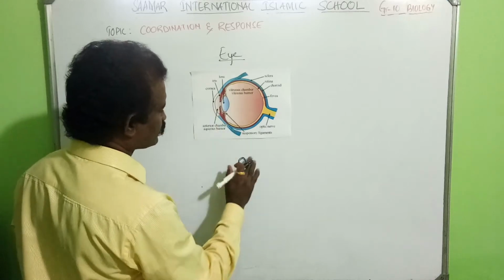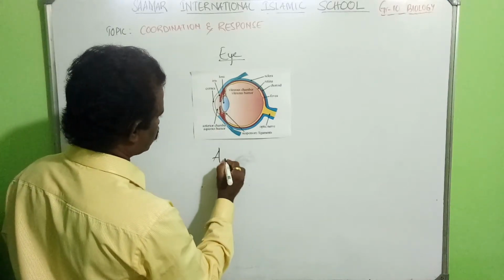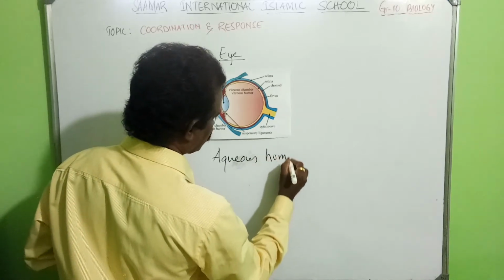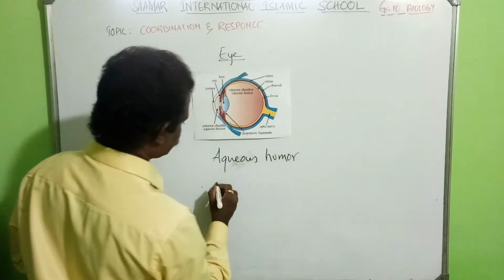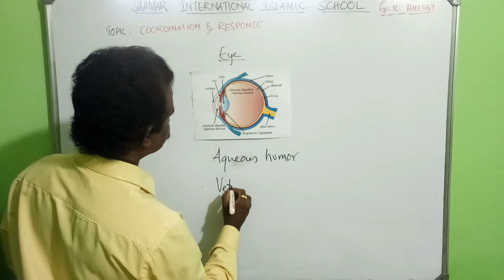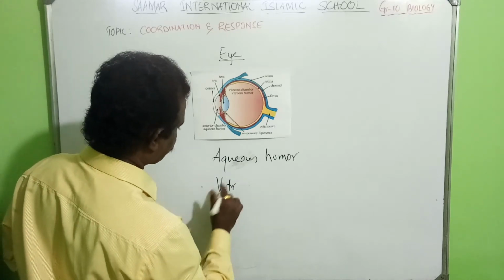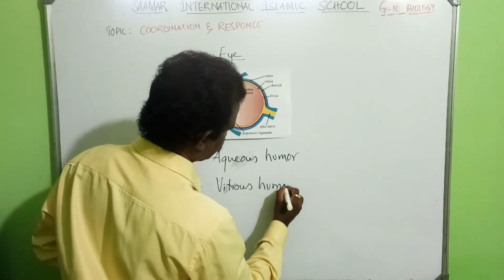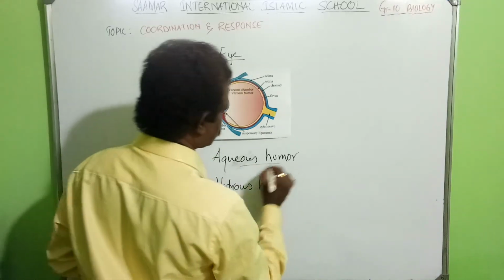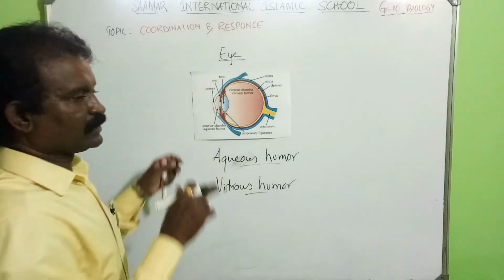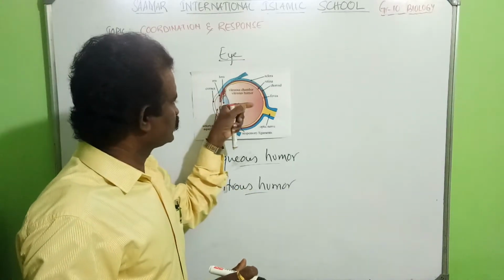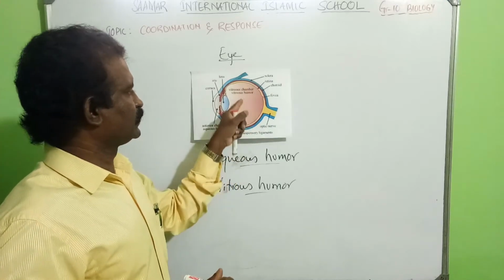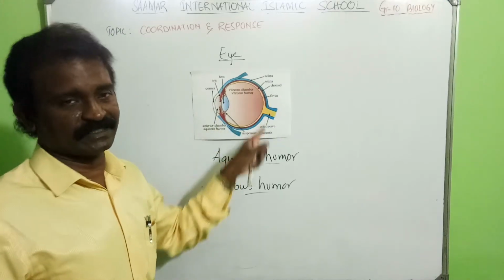One liquid is called aqueous humor and the other is vitreous humor. Okay? There are two liquids here. So the light ray passes through these two liquids and a real and inverted image is formed on the retina. Is it clear?